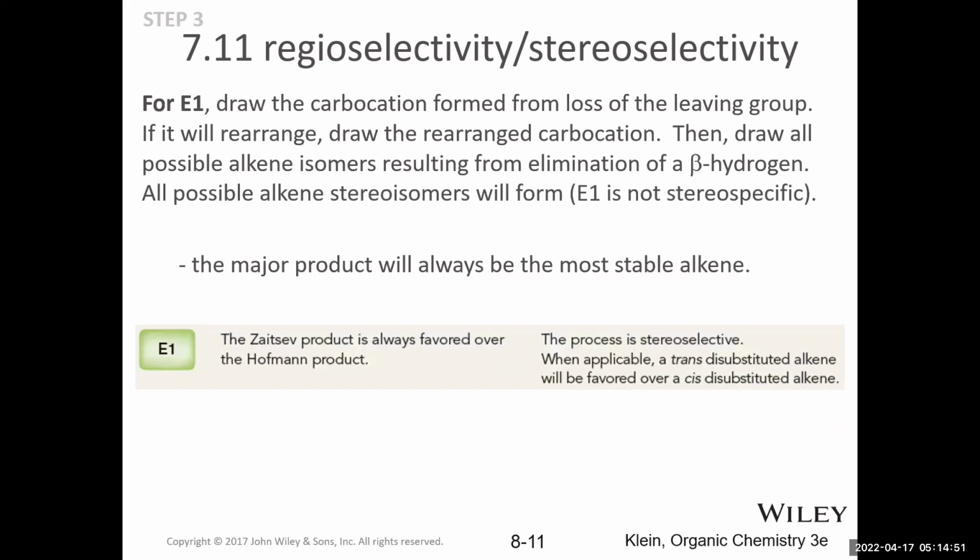For an E1 reaction, again, just like SN1, we need to draw the carbocation that's formed from the loss of the leaving group. Consider rearrangement. If it's going to rearrange, draw the rearranged carbocation. Then identify all the beta carbons that have a hydrogen attached to them to figure out how many different possible alkene regioisomers can be formed. Also consider stereochemistry. Cis and trans, E and Z stereoisomers can also form. The major product will be the most stable alkene, which is the Zaitsev product, and also typically the E or trans alkene.